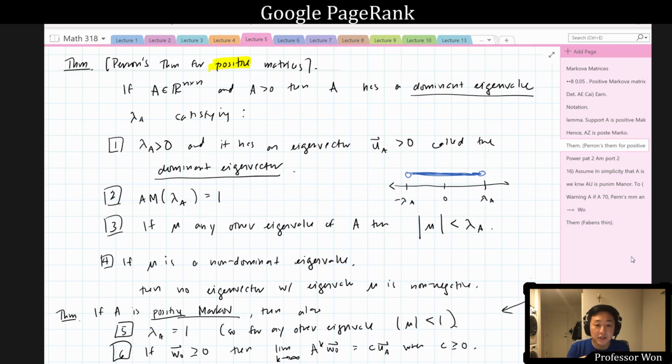If in addition you're Markov, then that dominant eigenvalue is actually 1. So all the eigenvalues are in absolute value less than 1, except for the dominant eigenvalue, which is 1, for which we get a positive eigenvector. And also, if you're positive Markov, if you start with any non-negative vector and multiply by the matrix a bunch of times, you will tend to the direction of the dominant eigenvector, some scalar multiple times the dominant eigenvector. So if you're a positive matrix, you can say these really strong things about the eigenvalues and eigenvectors by Perron's theorem.